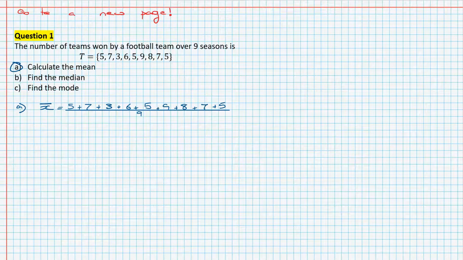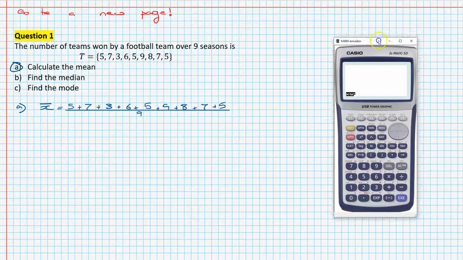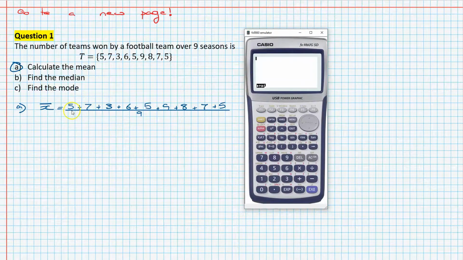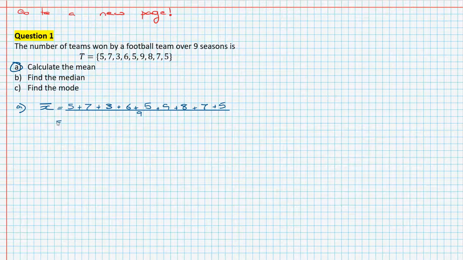Now, next step, this is where we do the calculations. You're going to get your calculator out and you're going to input the numbers. So we're going to go 5 plus 7 plus 3 plus 6 plus 5 plus 9 plus 8 plus 7 plus 5. Then I'm going to hit equals and it will tell me the total is 55. So I'm going to go to a new line and write 55 divided by 9.